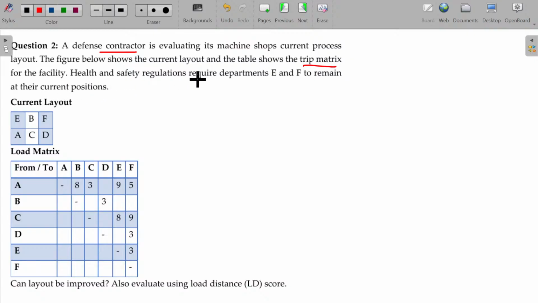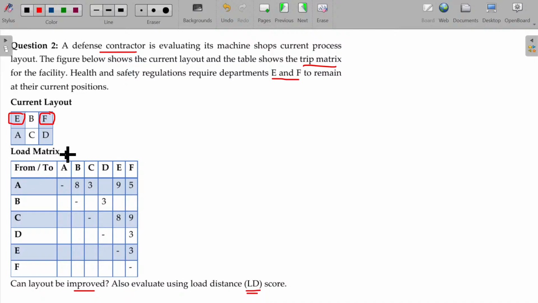Health and safety regulations require departments E and F remain at the current position. So we cannot alter the positions of E and F. Now you have to recommend the alternate solutions. Can layout be improved? That's a question. Also evaluate using load distance score. Load, distance, and cost. Cost is not a matter, it's only load and distance.